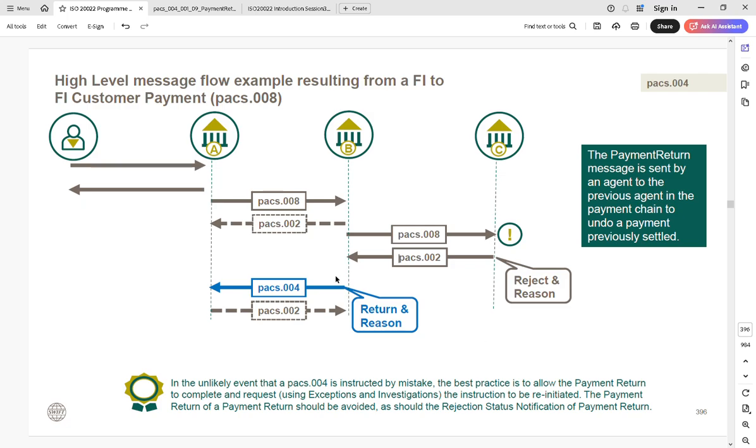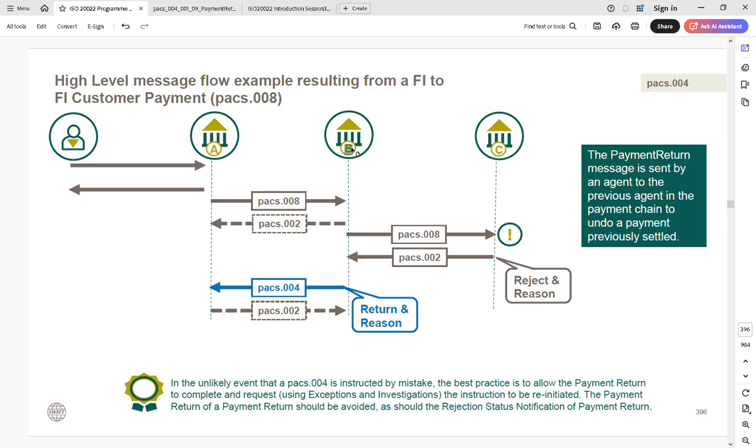Okay, we have already discussed this one, but I will repeat it one more time. Between A and B we are sending a payment, and the payment is okay. This is then sent from B to C, but somehow the C account is closed. The payment has been rejected, and a PACS.002 is sent back with a rejection code. So the payment is settled till B.